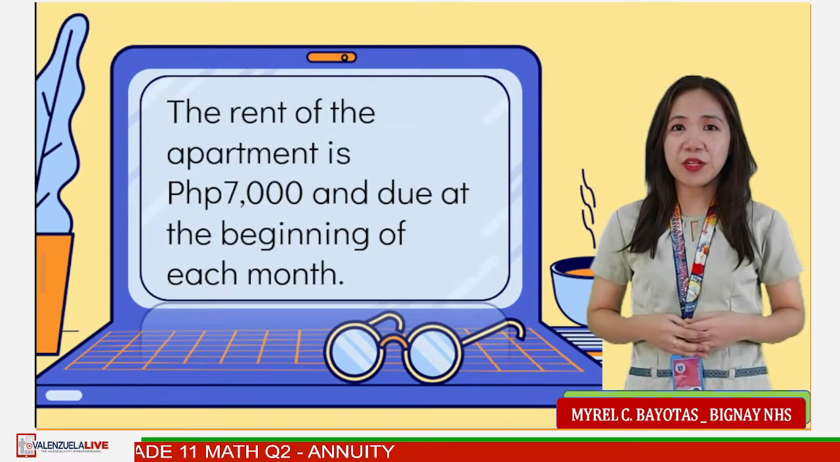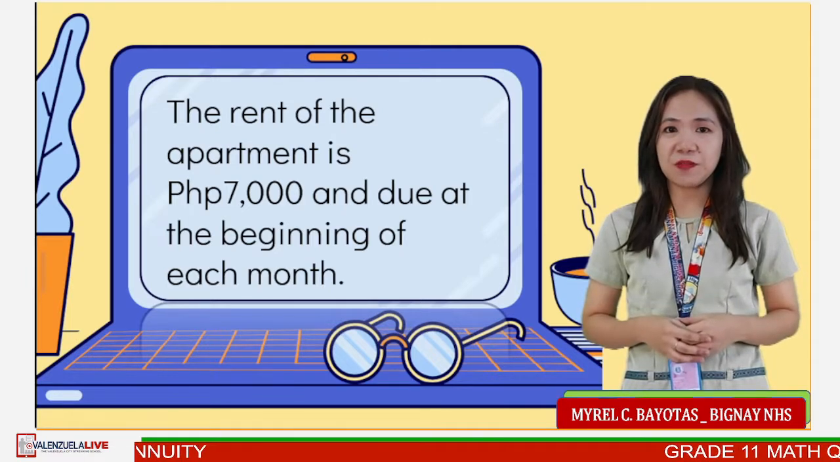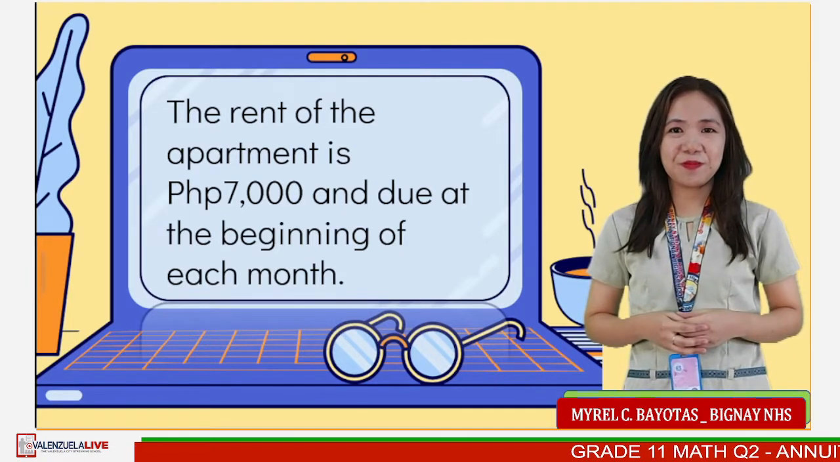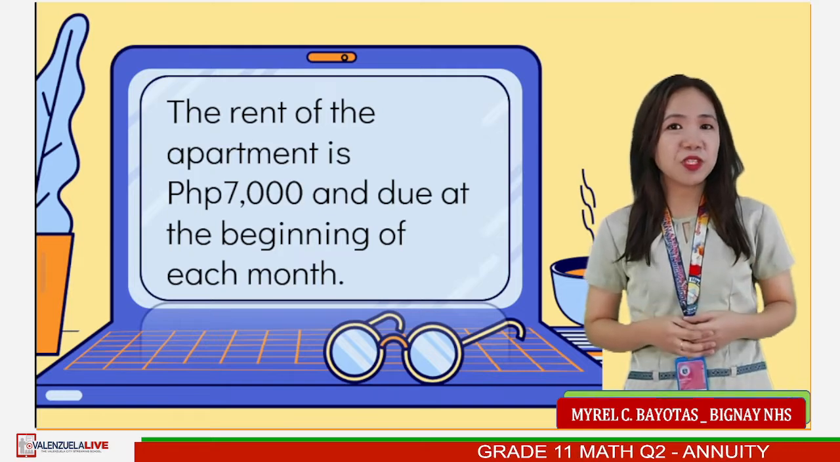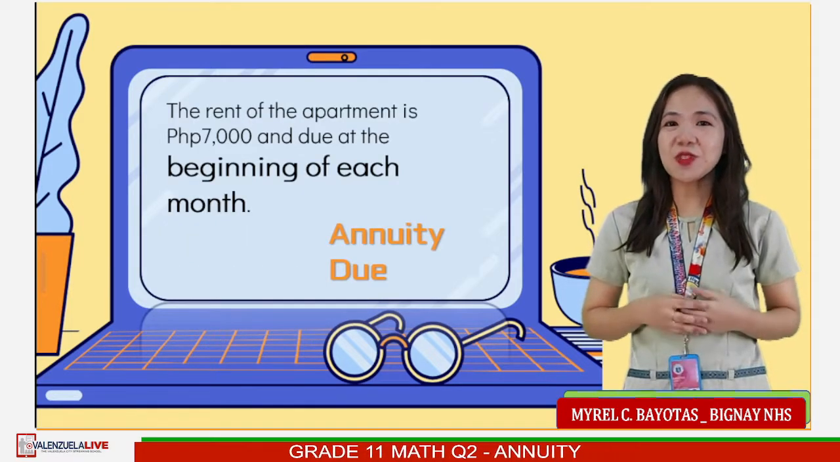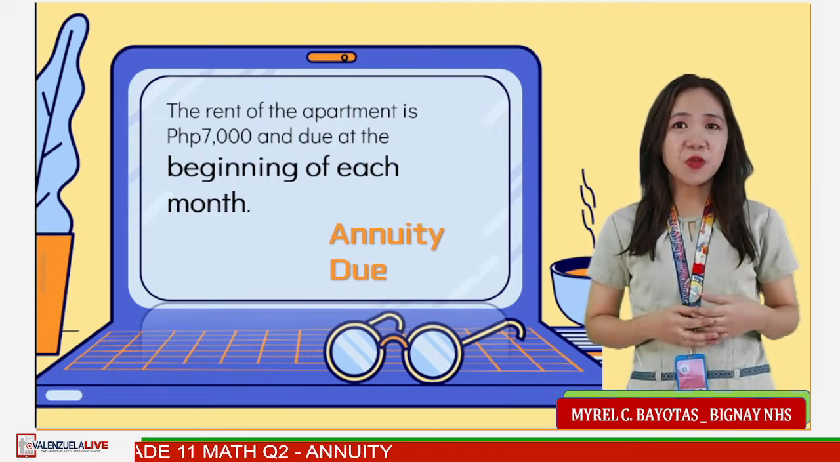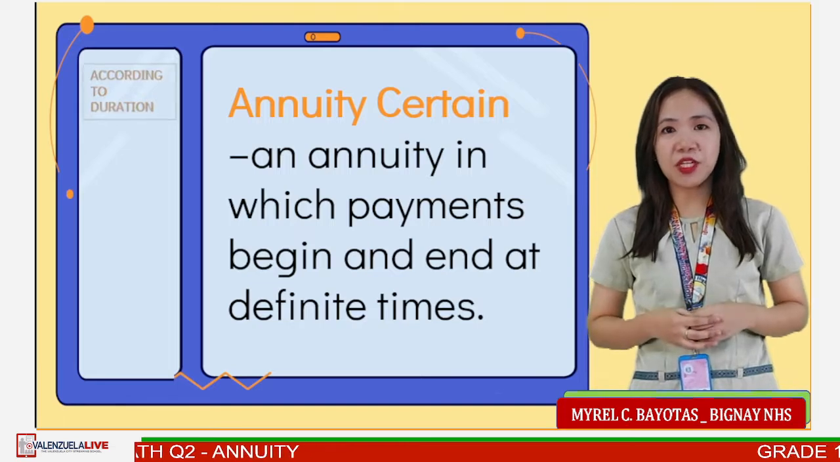The rent of the apartment is 7,000 pesos and due at the beginning of each month. Comment your answer. Did you type annuity due? Wow, you get it right again. That is because the payment is made at the beginning of each month. And the last two are classified according to duration.